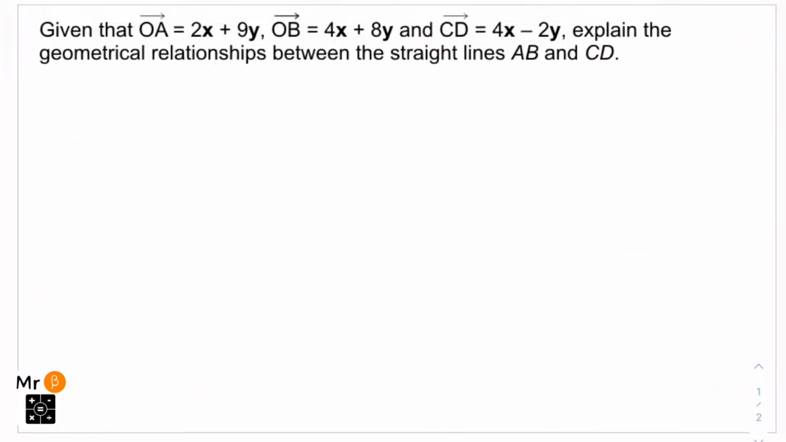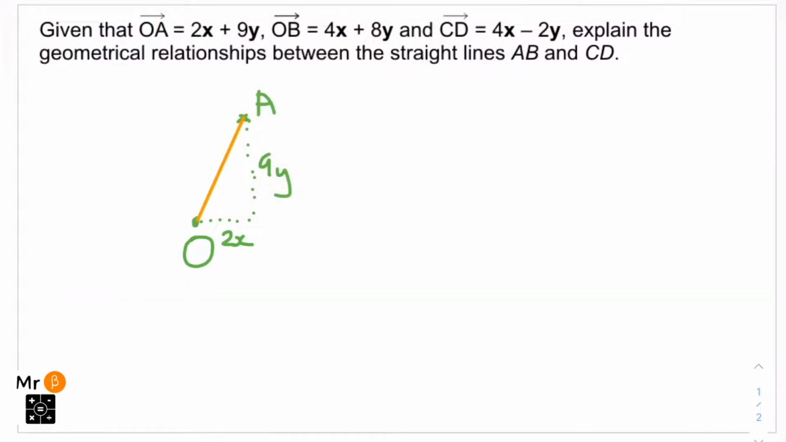So question 3 asks us to explain the geometrical relationships between the straight lines AB and CD. However, it hasn't given you a diagram. So I'd always recommend drawing a diagram, especially with these vector questions. So we are going to start at our O point. It tells us that O to A is 2x plus 9y. So if we go across by 2x and up by 9y, it doesn't have to be accurate, but that would lead us to our point A.